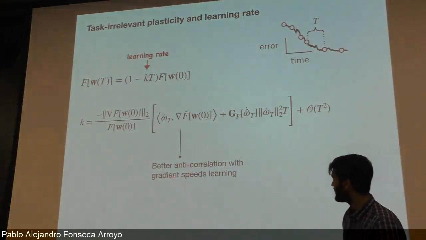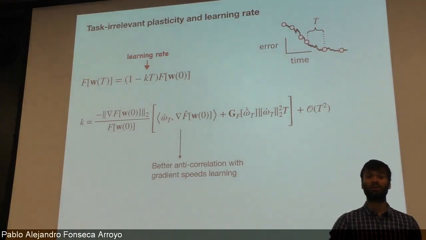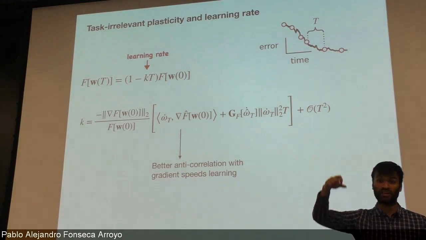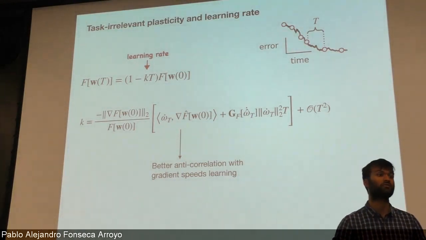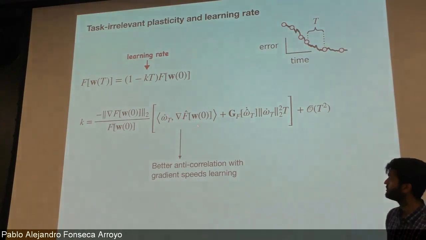So I'm going to learn faster if I have a better anti-correlation to the gradient. If I can exactly compute the gradient and go in exactly the opposite direction of the gradient, it's going to be better than if I can do half gradient, half noise. And that's reflected in this inner product.